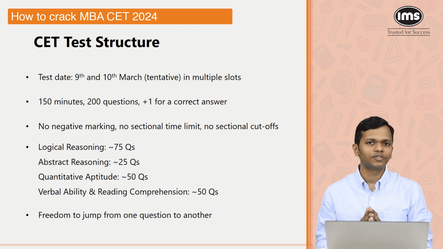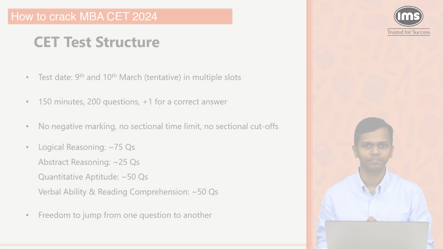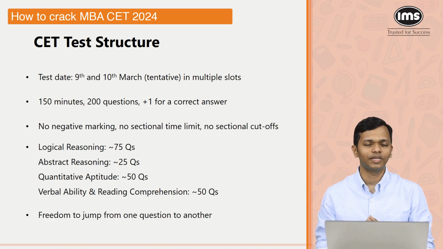When it comes to dates for CET this year, it is going to be conducted on 9th and 10th March, and as usual CET will be conducted in multiple slots. So typically you have 2 slots on day 1 and 2 slots on day 2. As it has been the case previously, it is going to be a 150-minute paper with 200 questions. Please note that for every question that you answer correctly, you get +1 and there's no negative marking in CET. In addition to this, you will not have any sectional time limit or sectional cutoffs.